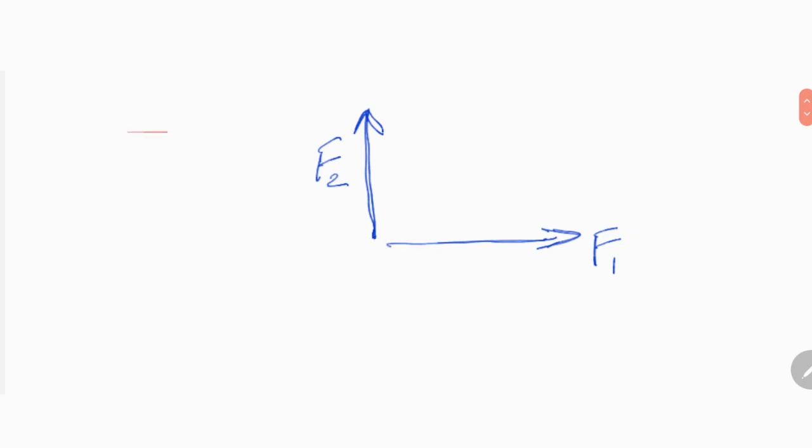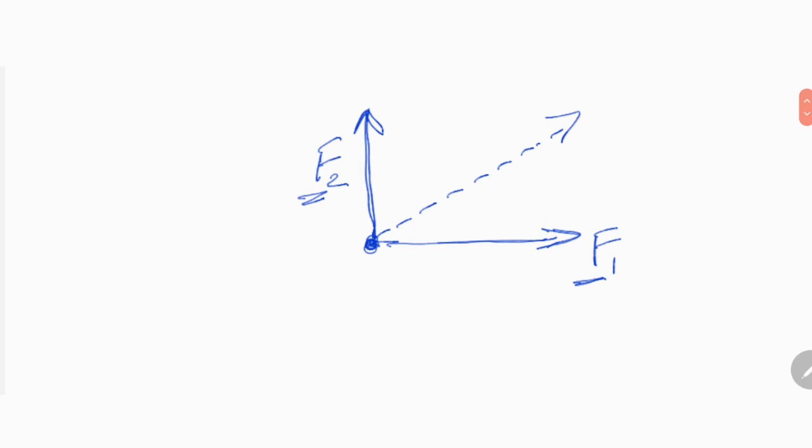Let me draw this again. So this is our body. Now, if I ask you a very fundamental question, what will happen if I apply this force here, F1 and F2 here? What will happen to this body? In which direction will it move? Obviously, your answer will be, it will move in this direction.